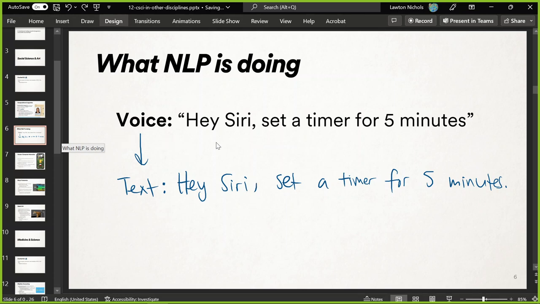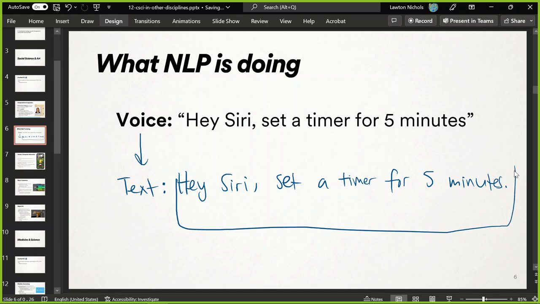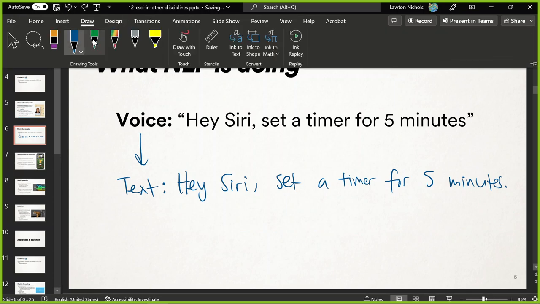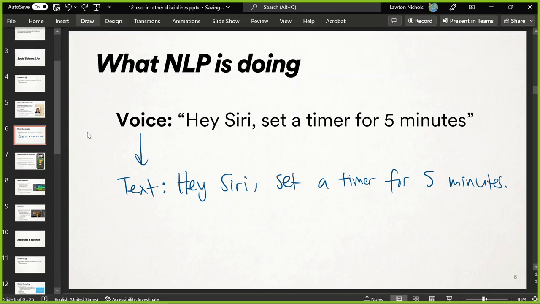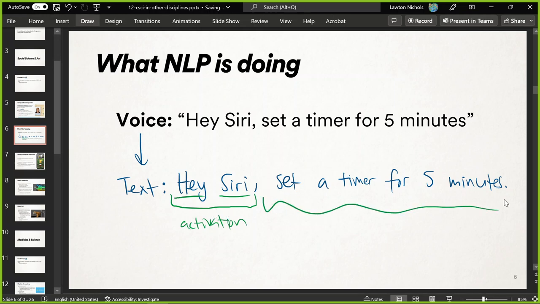So now we have this text, and Siri needs to take this text and understand what you're asking Siri to do. So let me underline it in green. The idea is that it's breaking down this sentence in a way that we kind of did in elementary school, right? Finding the verb, finding the object, trying to understand what's being asked of us. So the first two words are kind of like the activation. Even if you didn't press a button, you can have Siri just listen for this. If you ever say, "Hey Siri," that is going to activate it, right? That makes Siri wake up and start listening for the rest of the sentence.